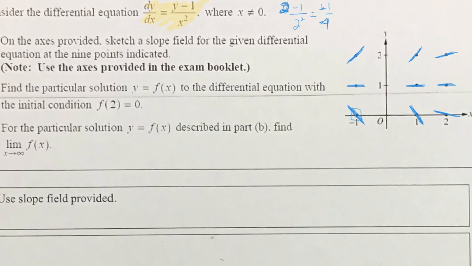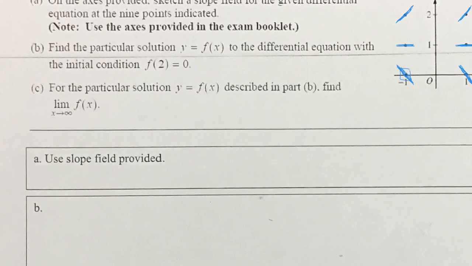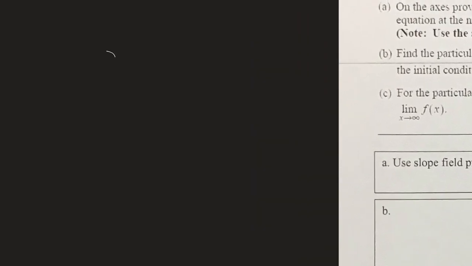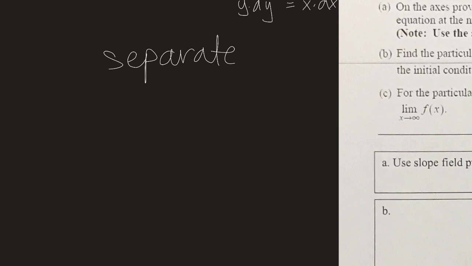Now that we have our slope field drawn, we can do part B. Find the particular solution to this differential equation with the initial condition that when x is 2, y is 0. There are 3 steps. The first step to doing any of these is to separate your variables. Get your y and your dy on one side and get your x and your dx on the other side, whatever they happen to be. Get your y's on the left side and your x's on the other side. So we separate your variables.